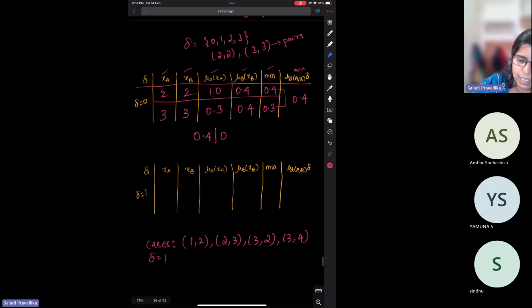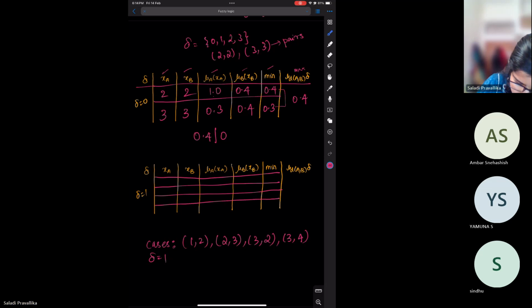Okay. So as usual, we'll divide the table. Since we have 4 cases now, we have to be a bit more careful and we'll divide the whole thing into 4. Here we are done. So let's write the XA and XB values: 1, 2, 2, 3, 3, 2, and 3, 4.